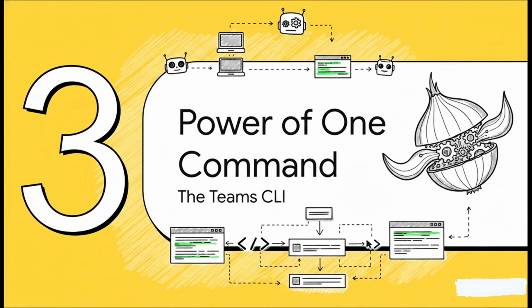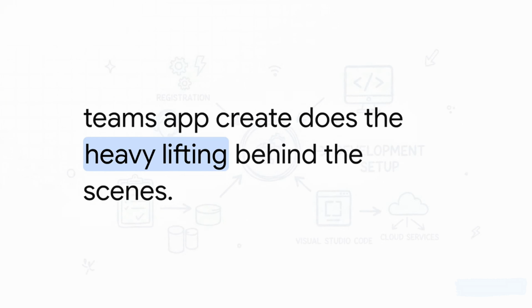Now, for those of you who are thinking, okay, AI is great, but I really want direct programmatic control, I hear you. Let's peel back the onion in part three, the power of one command. Let's look at the actual engine powering this AI skill, the Teams CLI. Check out how much power is packed into this tool. Just by running the single command teams app create and giving it your bot's name and endpoint, the CLI does all the heavy lifting behind the scenes. Registration, credential generation, manifest creation, boom, handled.